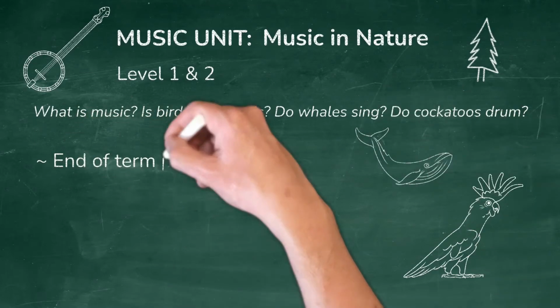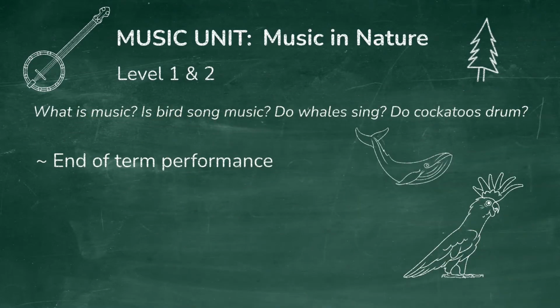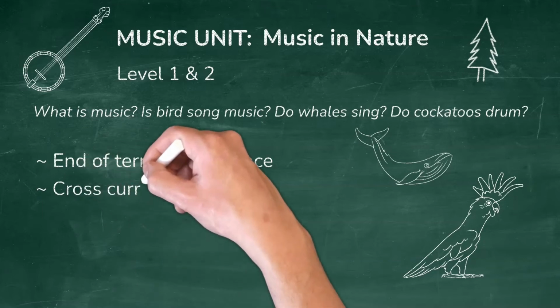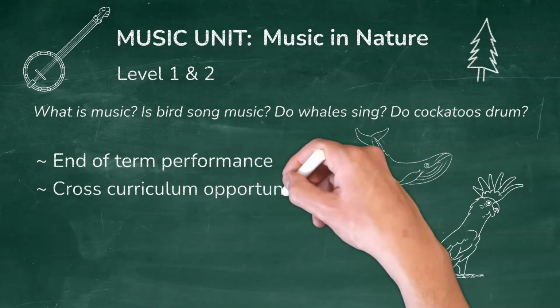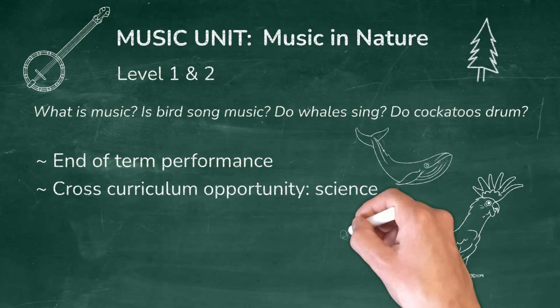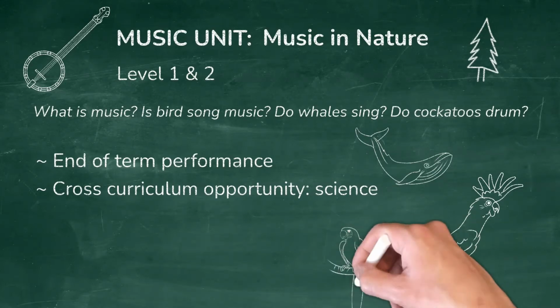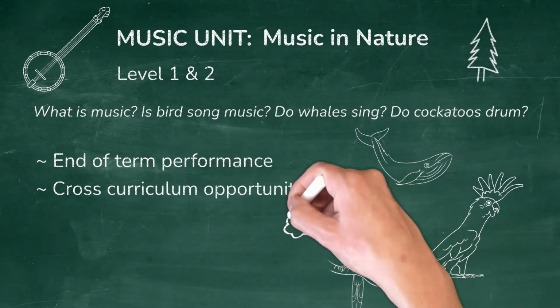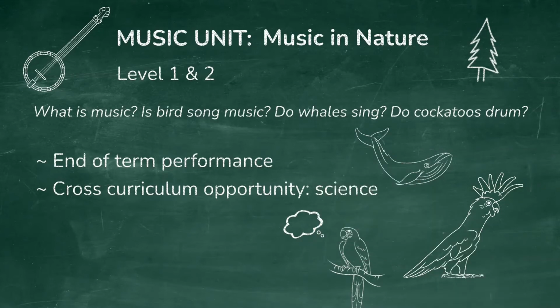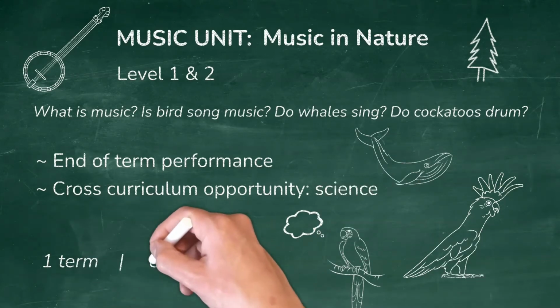I also have a few outcomes that I want to achieve in this unit. We're going to do an open day performance. And their classroom teacher has also let me know that they will be covering how living things rely on each other in science. And they would love it if we explore how different animals communicate and interact with each other through music. I'm going to do it over one term, so I've probably got about 8 to 10 lessons.